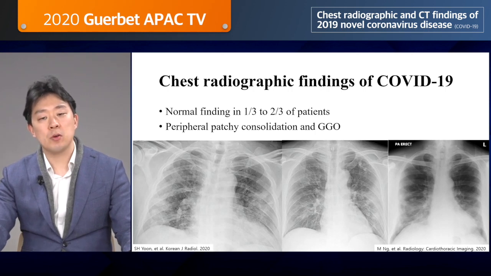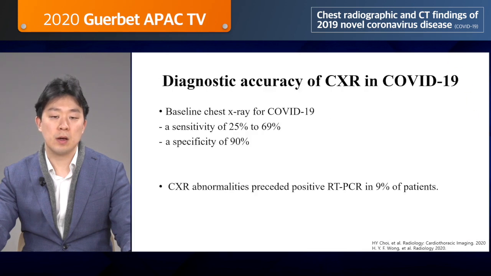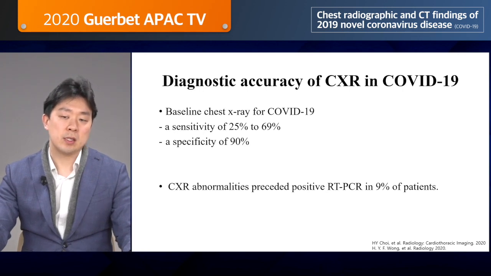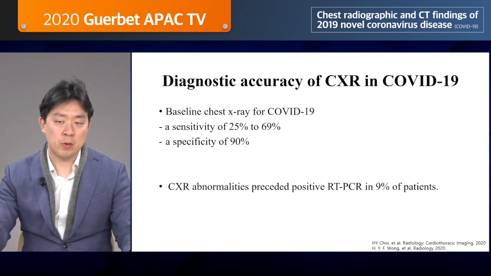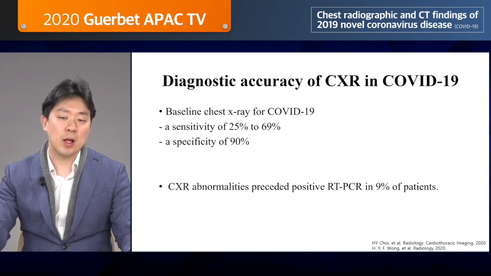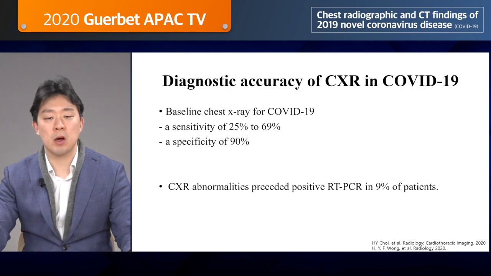Common chest radiographic findings of COVID-19 resemble the typical CT findings: bilateral, peripheral consolidations and/or ground glass opacities. Baseline chest radiographs had a sensitivity of 25% to 69% and a specificity of 90%. Chest radiographic abnormality preceded a positive result of RT-PCR assay in 90% of patients.